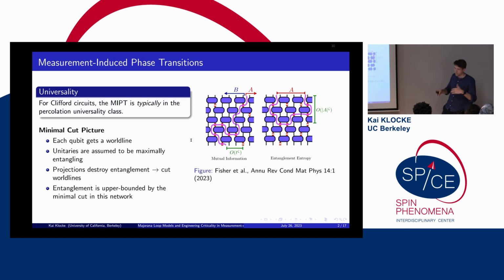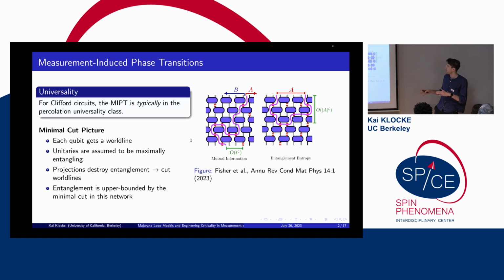And so if we're just thinking about Clifford circuits, where all of your unitaries are just Clifford gates, say typically on 2 qubits, the most generic scenario that people tend to see is that this transition is in the percolation universality class. Of course, there are fine-tuned examples where that's not true, but this very broadly seems to be the case.